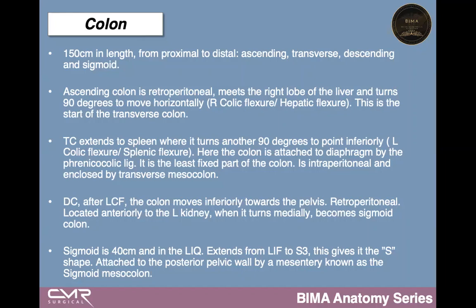The ascending colon is retroperitoneal, and it meets the right lobe of the liver at the colic impression, and it turns 90 degrees to move horizontally. And at this point, we would know this as the right colic flexure or the hepatic flexure. And this is the start of the transverse colon. The transverse colon is extending to the spleen, where it turns another 90 degrees to point inferiorly downwards. And at this point, we know this as the splenic flexure.